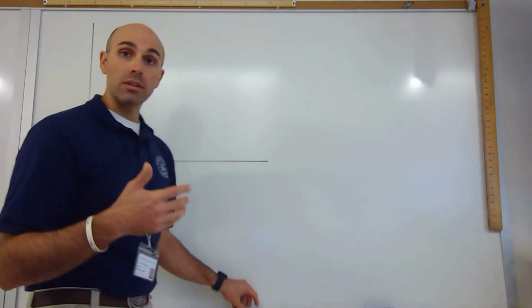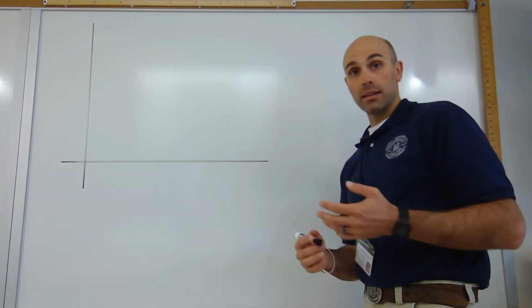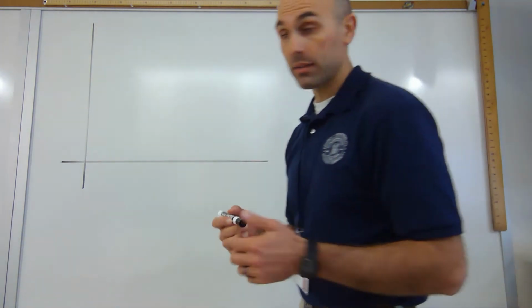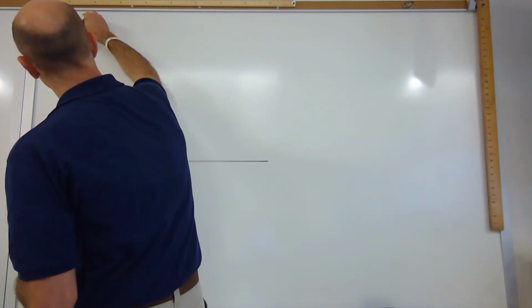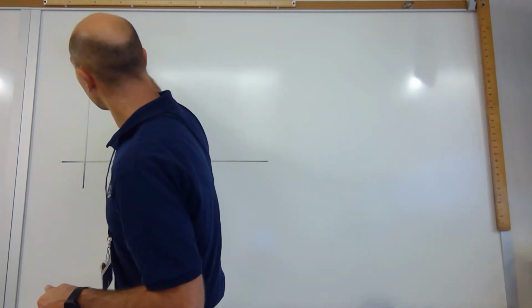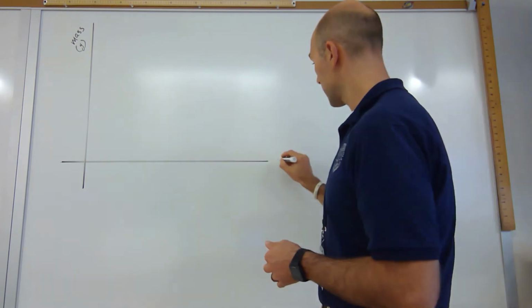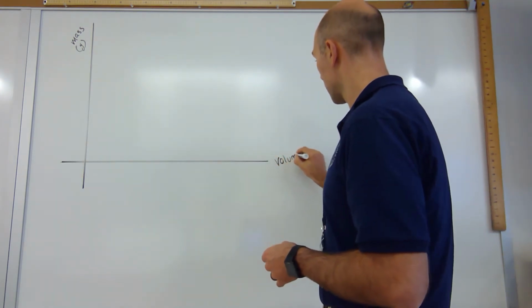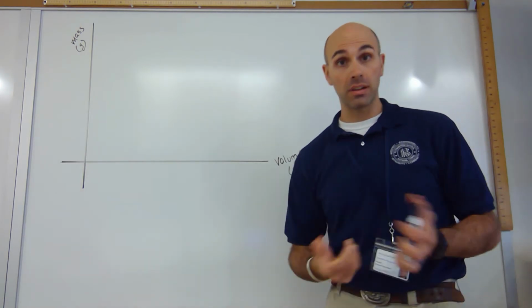So you should have your graph paper ready to go. On the y-axis, you will have the mass. And remember, your mass was taken in grams. And on the x-axis, you'll have the volume. And that was taken in milliliters through volume displacement.